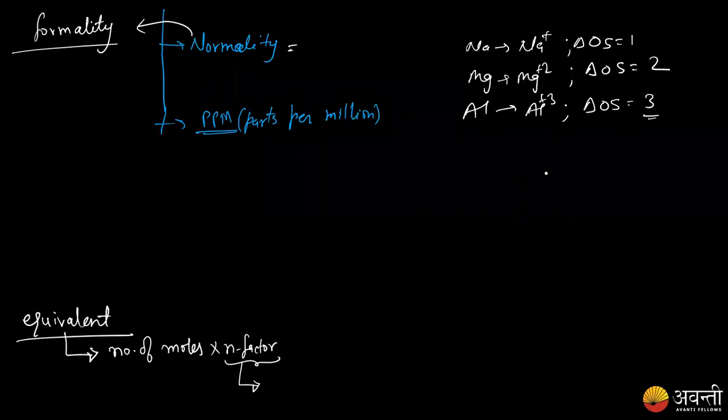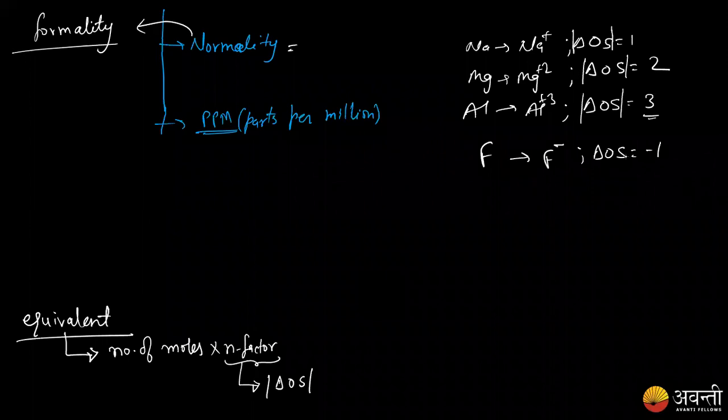N factor cannot be negative. Basically, we take the mode here. N factor is basically the mode of delta n, the change in oxidation state. So here delta is 1, and the mode is also plus 1, up to 3. Similarly, let's say fluorine is going to F minus, then delta is always minus 1, but after taking the mode, it will be plus 1.